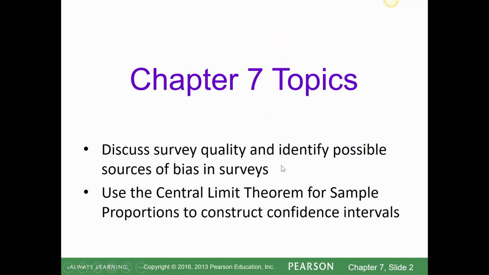So some Chapter 7 topics. We're going to discuss survey quality and identify possible sources of bias in surveys. Be able to use the central limit theorem for sample proportions to construct what we call confidence intervals.